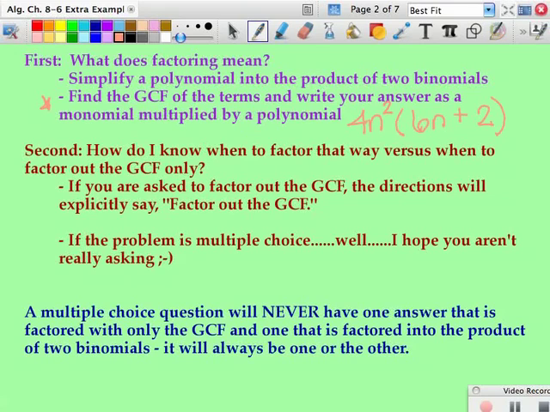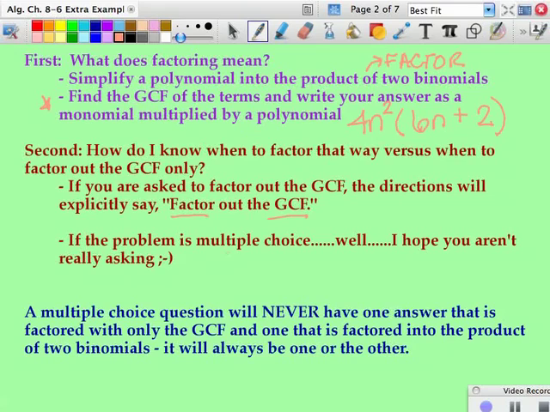So a lot of kids tend to wonder then, okay, well, how do I know when to factor, you know, which one am I doing? Well, basically, it's really easy. If you're asked to factor the GCF, or if you need to, it will actually tell you factor out the GCF. It's exactly what it will say. If all it says is just factor, then we're talking about this first one. Okay, so this top one right here, this will just say factor.